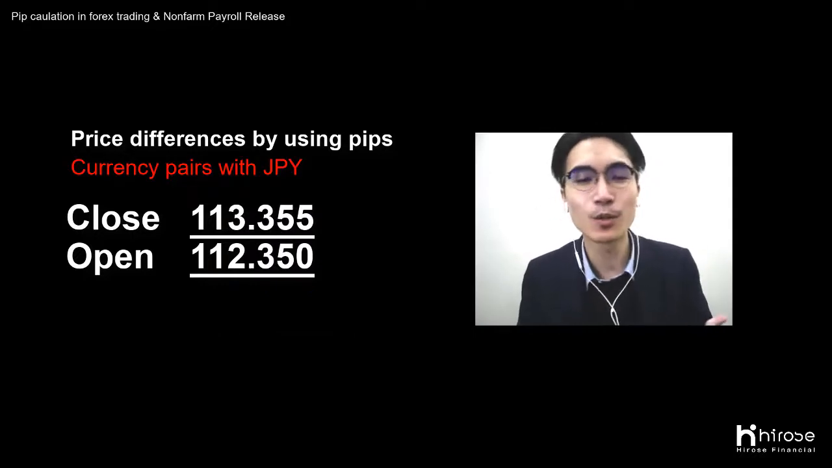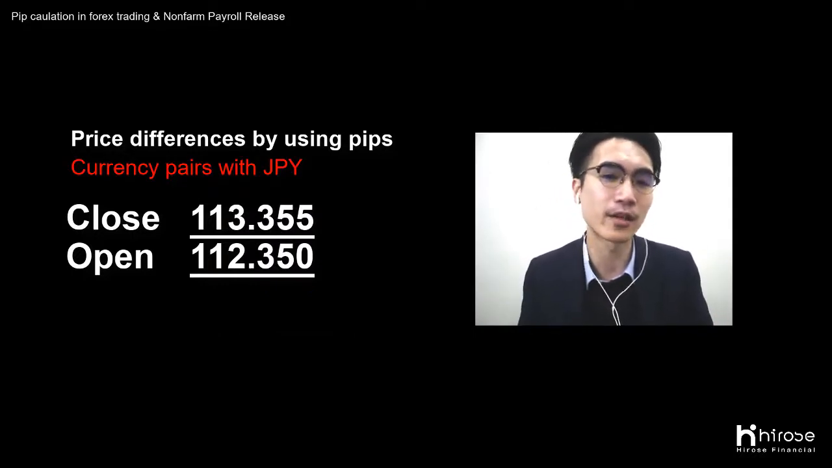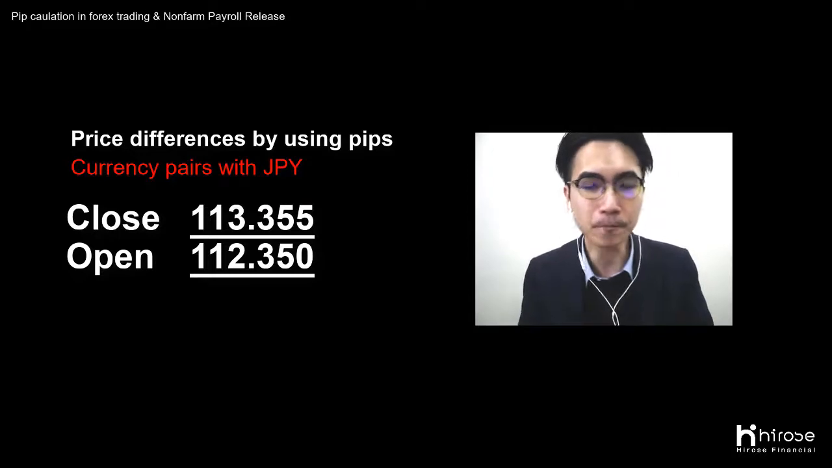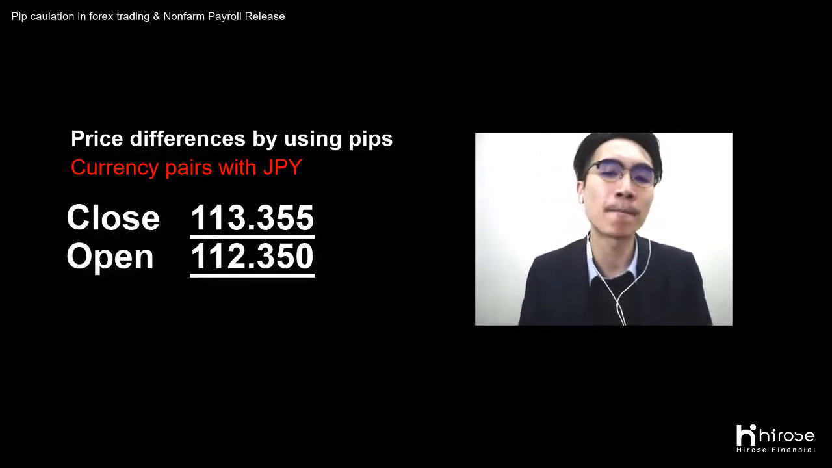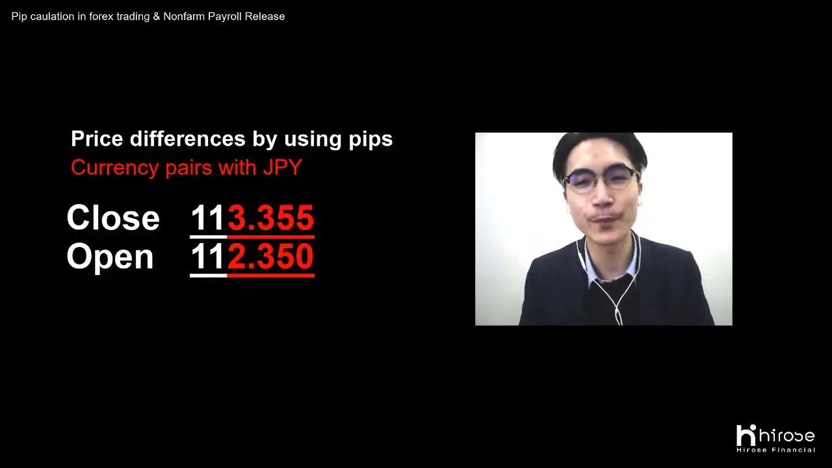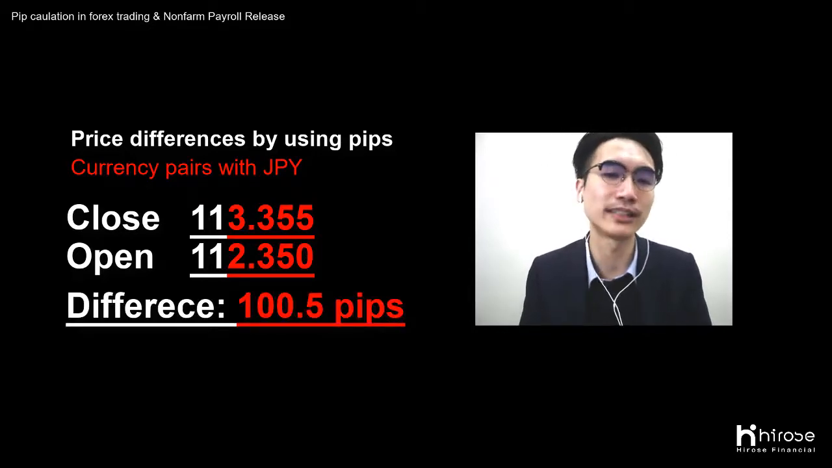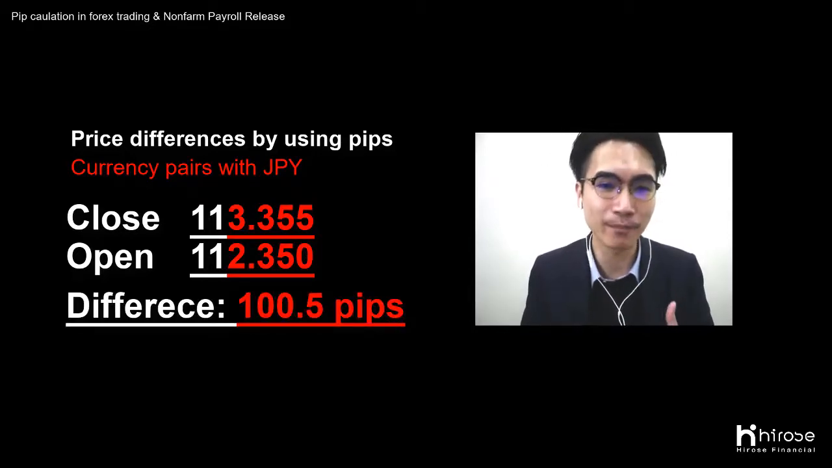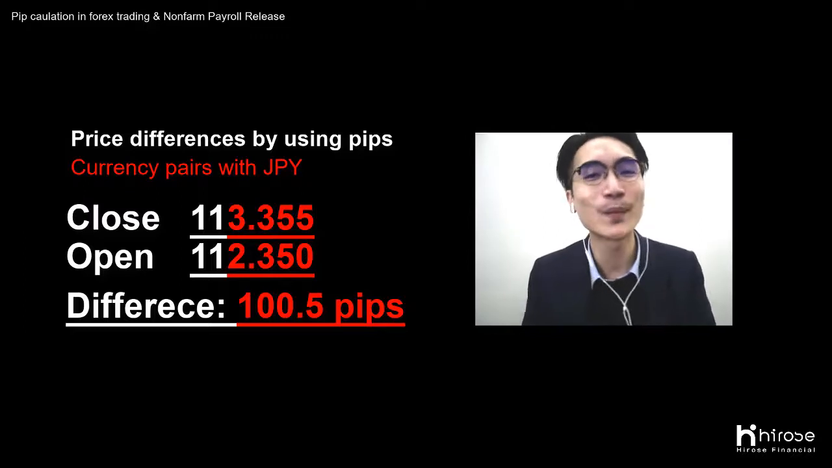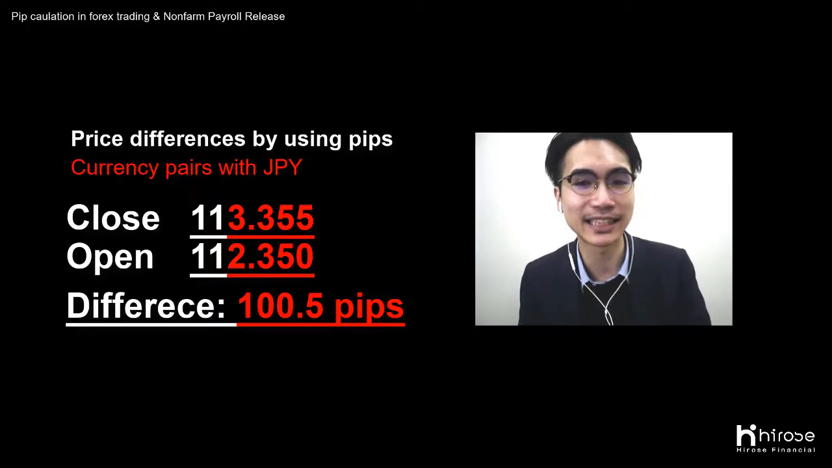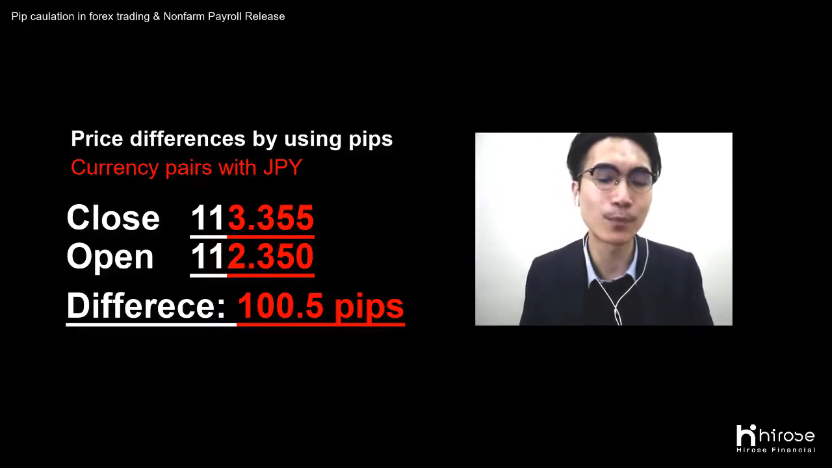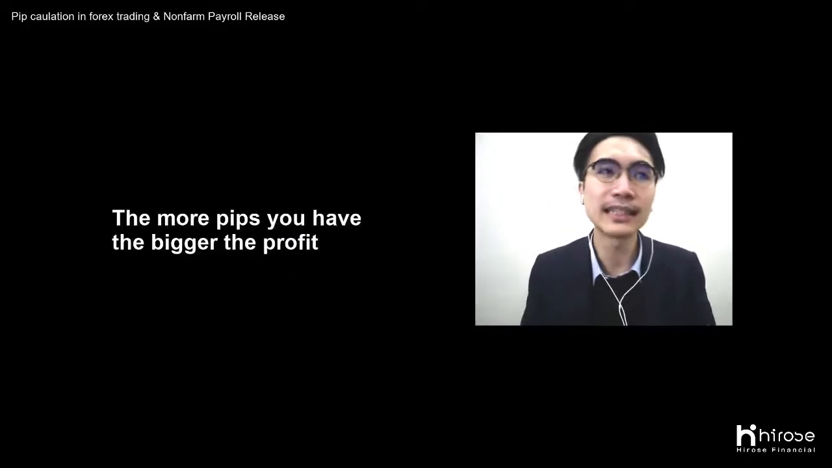In this example here, the price of open is this much here, and the price of close is this much here. Now we will subtract 235 from 335.5. Now we have the result of 100.5. So now we know that the price difference of open and close for this example here is 100.5 pips. That's how we calculate price difference by using pips.